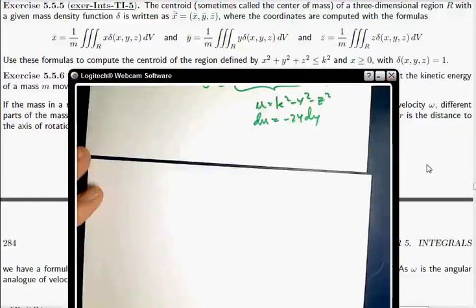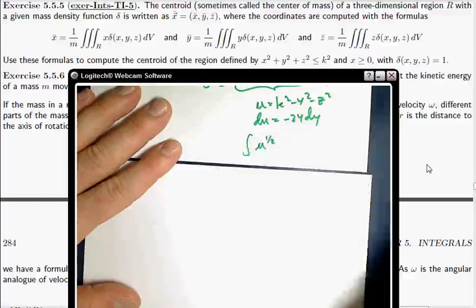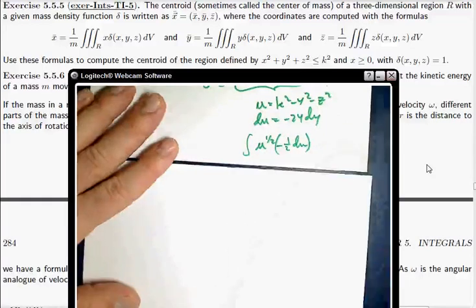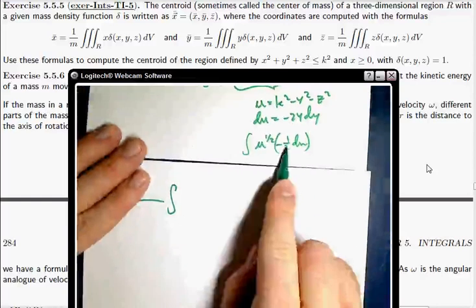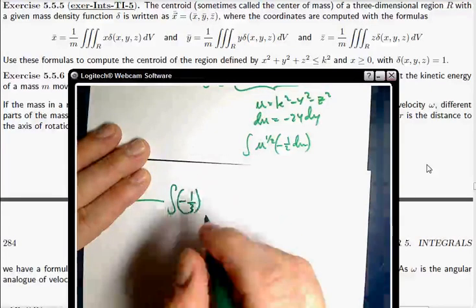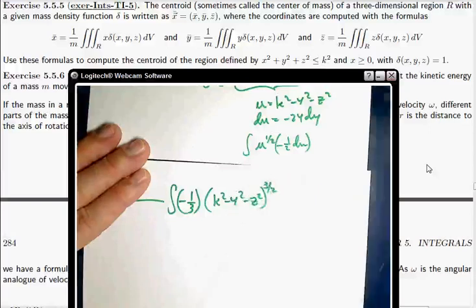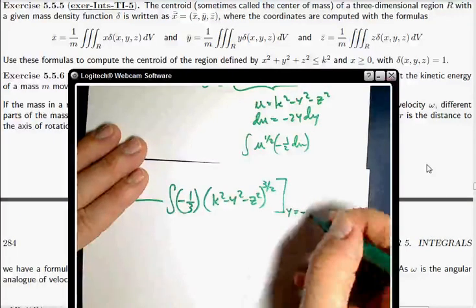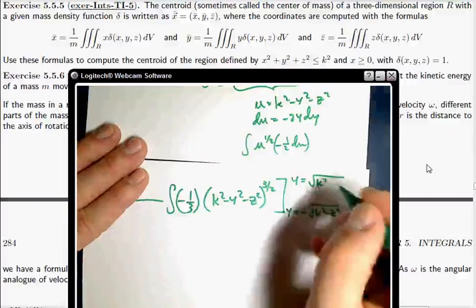So let's see. We've got, okay, so we have an antiderivative of u to the 1/2, and then we have negative 1/2 du. So altogether we end up with, let's see, a negative 1/2. Then when I take the antiderivative of that, we get 2/3. So altogether I get negative 1/3 u to the 3/2, I believe. And into this expression we put y equals, let's see, negative square root of k squared minus z squared to positive square root of k squared minus z squared.